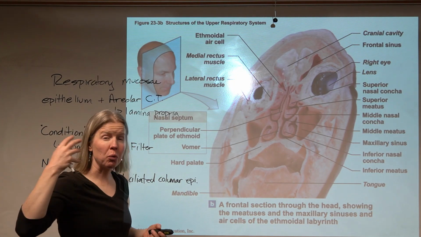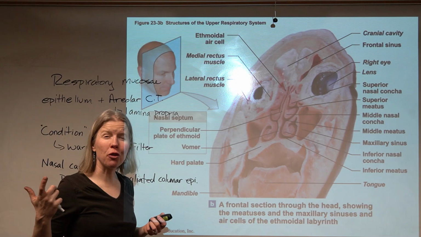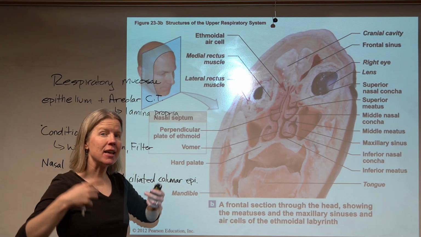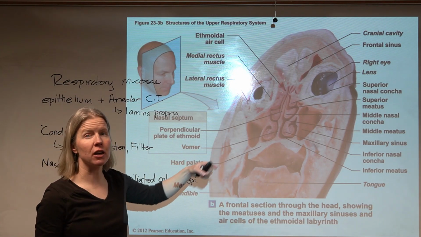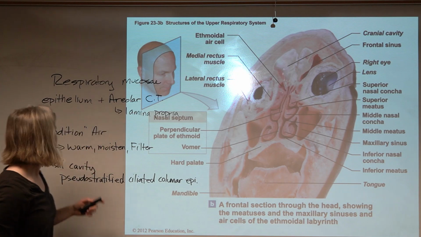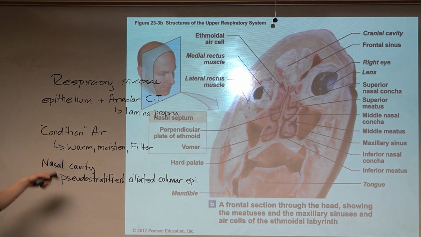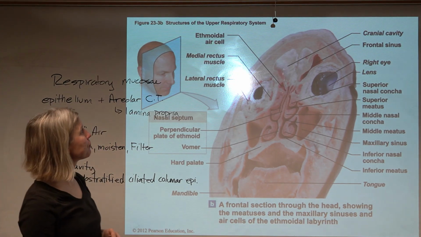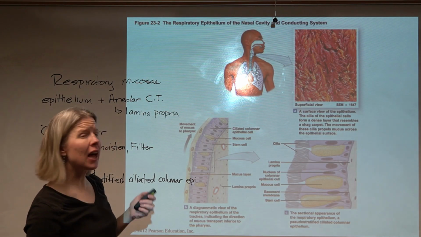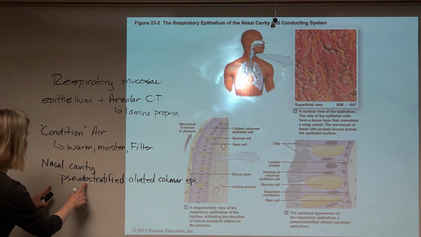This is actually one of the reasons you're supposed to breathe through your nose, right? Is to pass the air over this huge surface area that can trap and warm and moisten, i.e. condition the air before it gets to your lungs. Okay? Now, we will see this exact same tissue.